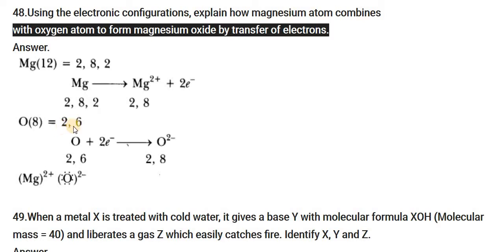So the electronic configuration is 2, 6. Here you can see the outer orbit has 6 electrons. To complete its orbit, it requires 2 more electrons. So these 2 electrons are gained by oxygen, donated by Mg, meaning magnesium. Here you can see these 2 electrons are used by oxygen, and now it gets a complete orbit, 2, 8. So oxygen is O2-. So Mg2+ and O2-, and the formula is MgO, meaning magnesium oxide.